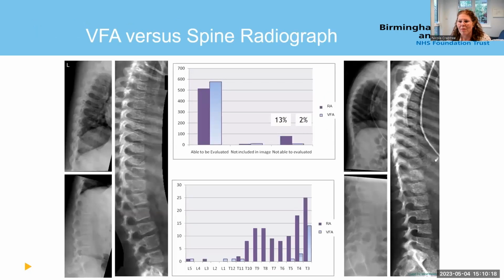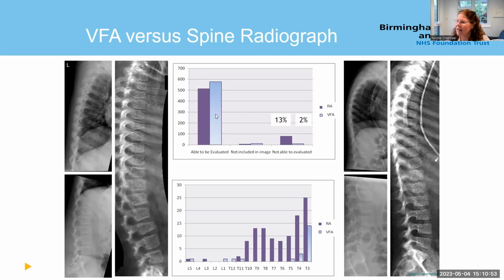So in Birmingham, at the centre where I work, we did a validation study where we took 80 children, and on the same day they had an X-ray done by plain radiograph, and they also had DEXA lateral imaging done. What you can see here, hopefully you can see my mouse, are the lateral X-rays and the DEXA image, and again, the X-rays versus the DEXA image. In the graphs in the middle, the dark purple is standard radiographs and the light purple is the DEXA image.